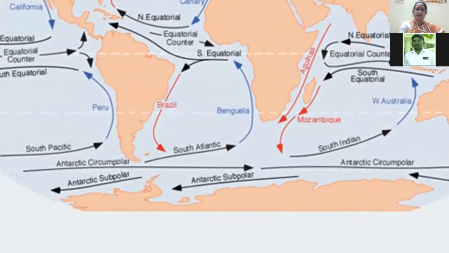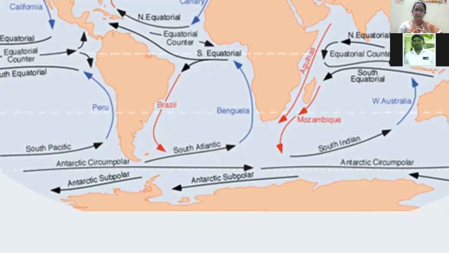Sometimes they are named after what lies beside them. If we see South America there, the country Brazil is located there, so near Brazil an ocean current is going on. Near Peru, there is another ocean current. On the Brazil side, if we observe, it is red in color. Simultaneously, when you go to Peru, on the west of Peru, South America, it is blue in color. See the difference among them. So this is the world map which shows the different ocean currents and their names, in which direction they are moving, and from where to where. All of these are seen in this map.